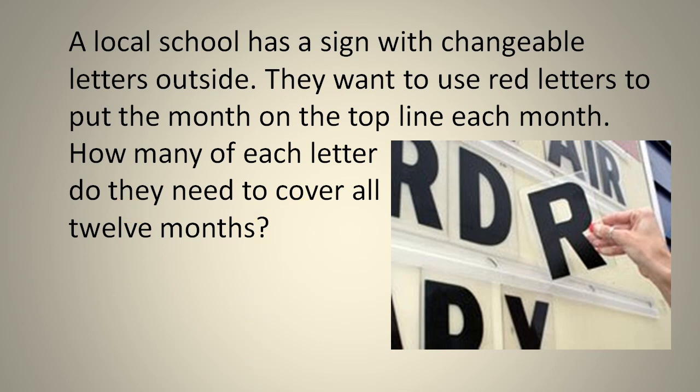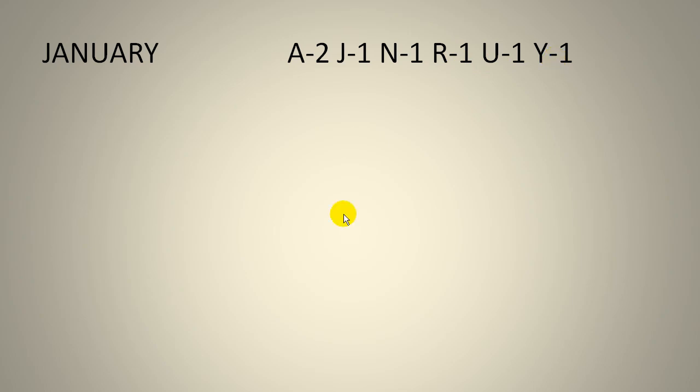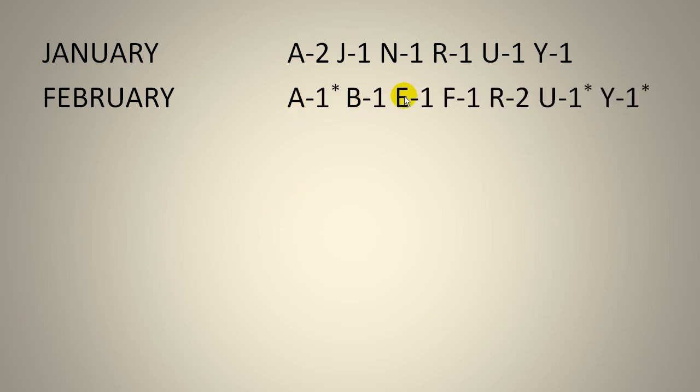And so what we can do is look at each month individually. So if we look at January and we start counting out the letters, we figure out we need 2 A's, 1 J, 1 N, 1 R, 1 U, and 1 Y. And so then we could add the next month, and you can see some of the letters are repeated. There's another A here, and so we'll have an A, a B, and so on.